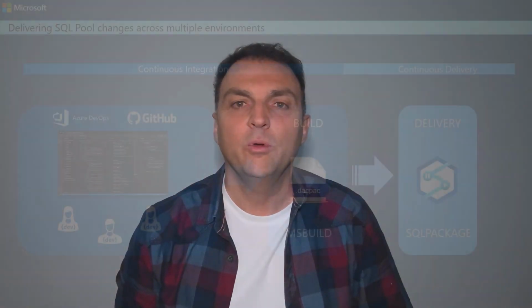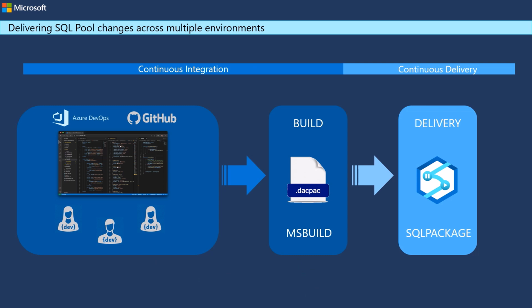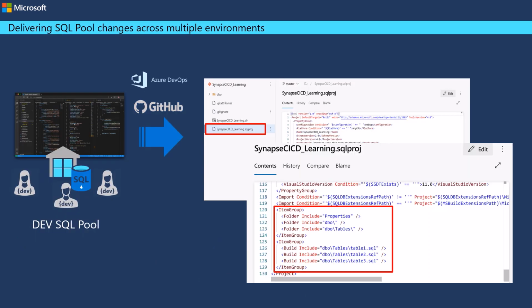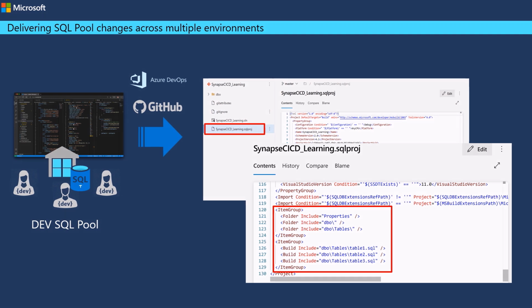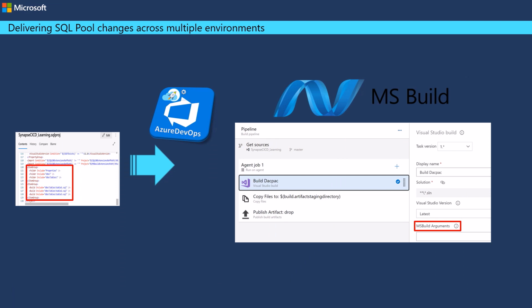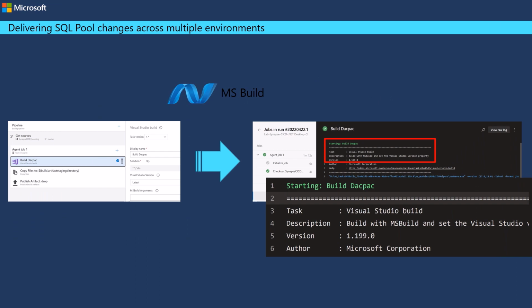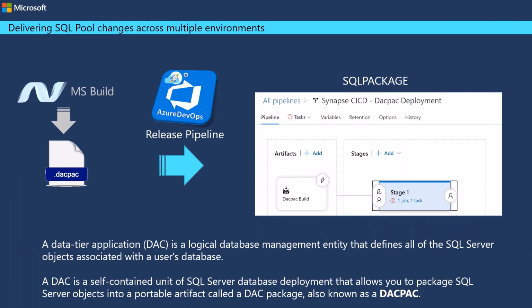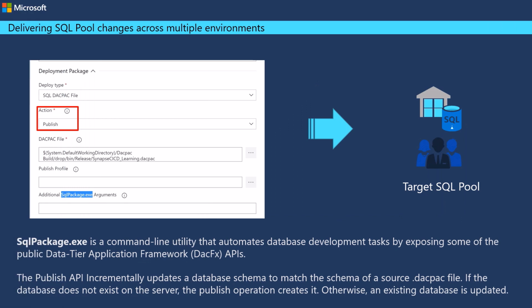In this video, we will be covering the continuous delivery process for your dedicated SQL pools. In a previous video, we have demonstrated how you can generate a DACPAC file from your Visual Studio project. This DACPAC file will contain all the changes that were made to your SQL pool objects. In this video, we will show you how you can use the Synapse Data Warehouse deployment task in a DevOps release pipeline to deploy these changes to a target SQL pool. Let's watch the demo and see how we can achieve this.